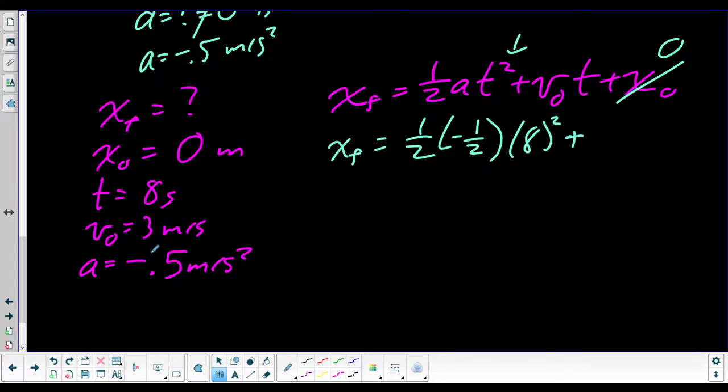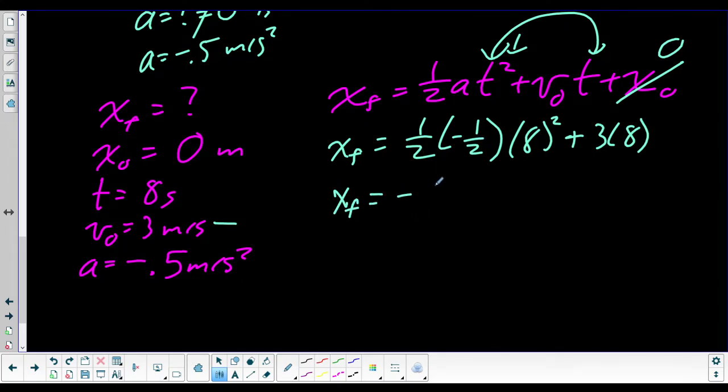Plus initial velocity, which is 3, times time. This time and this time, they are the same time. They're both time. So this one is also 8. All right, let's simplify some stuff. X final equals a half times a half is a fourth. 8 squared is 64. Plus 3 times 8 is 24, I hope. I think so, yep.